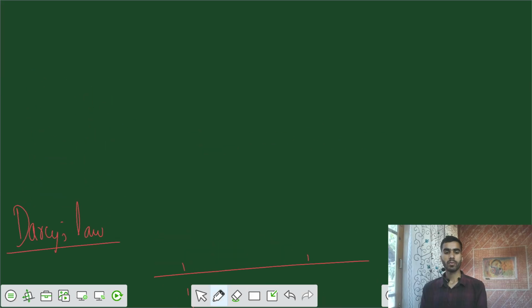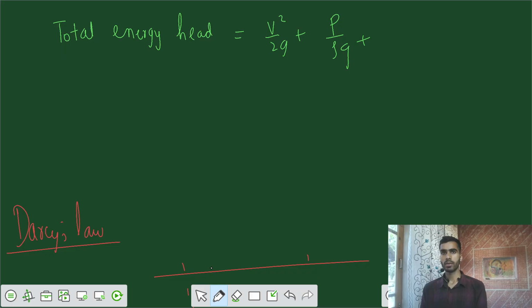If I talk about that, we have the concept of total energy head. Do you know that the total energy head at any point is actually the sum of three heads. One of your heads is velocity head. Second one is the pressure head. Third one is the datum head, elevation head.